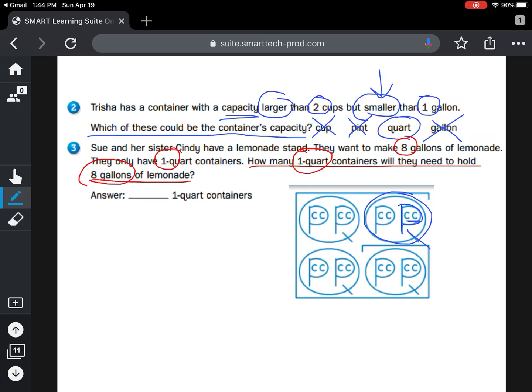So I'm going to give you a minute to think about this. You can pause your video now so that you can think and look at the diagram and try and work it out. And then turn your video back on once you think you have the answer.